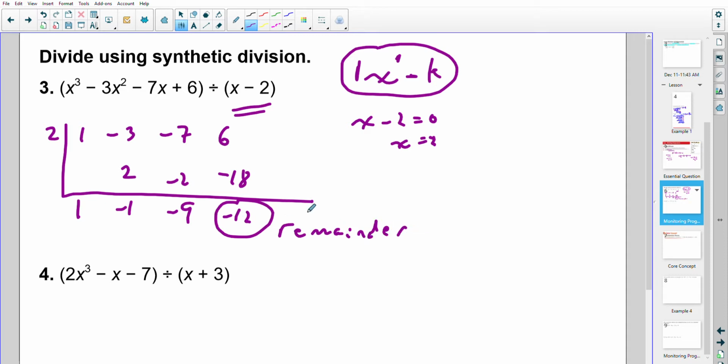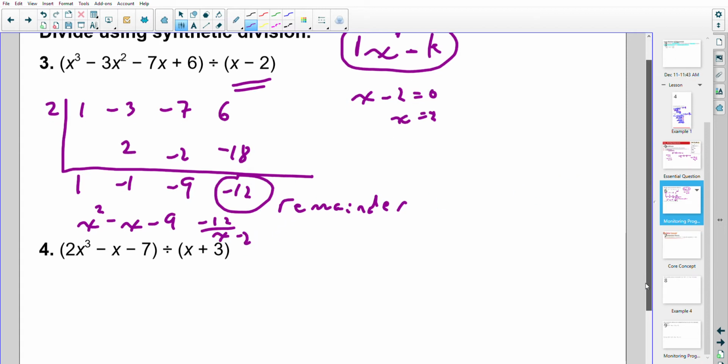And so this quotient is equal to, and this is the constant, x term, x squared term. When I say term, I mean the coefficient of the term. So this is 1x squared minus 1x minus 9, and then the remainder is minus 12 over x minus 2.